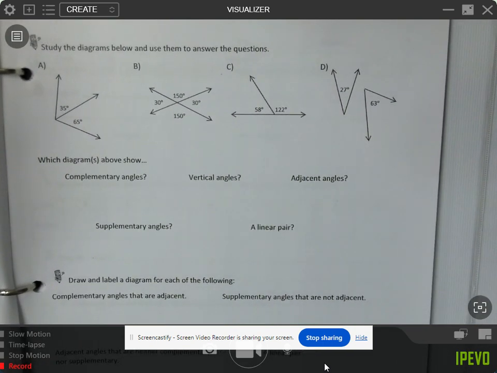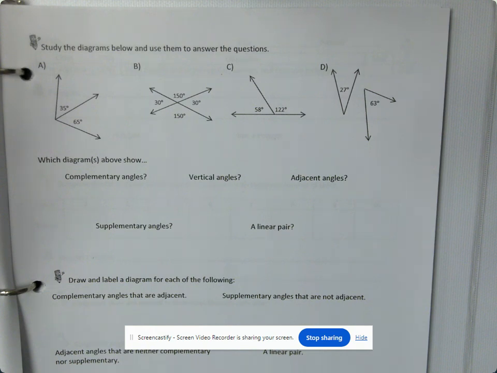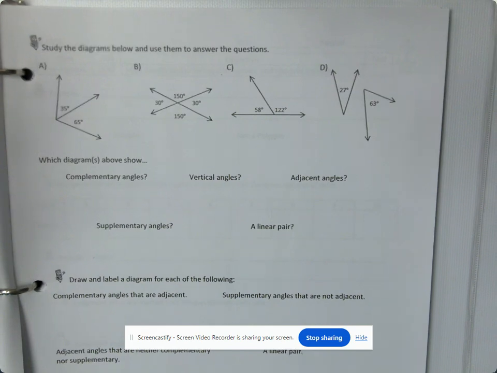So we need to answer our questions. Study the diagrams below and use them to answer the question. So we've got A, B, C, and D. Which diagram or diagrams above show these things? So there could be multiple, right? You could have multiple diagrams that answer some of these questions. You could reuse the A in multiple ways. There's only 4 diagrams up here, but there are 5 questions. You can reuse, you can have multiple answers for them.